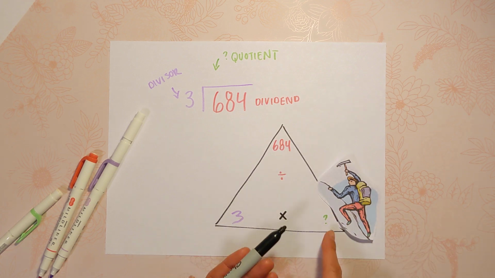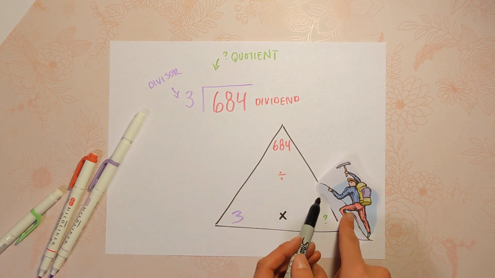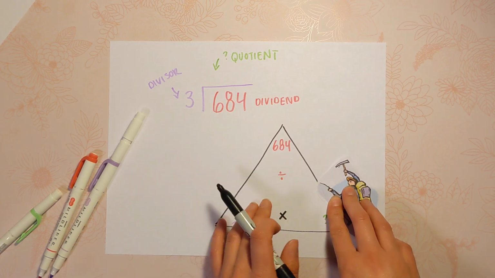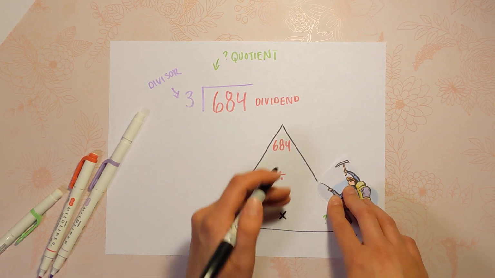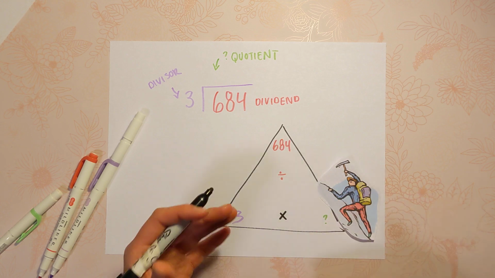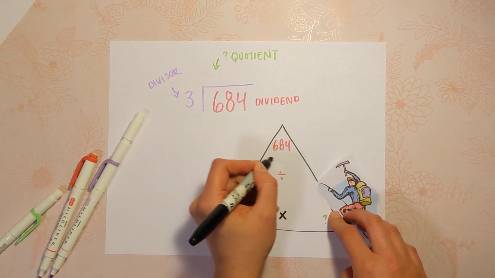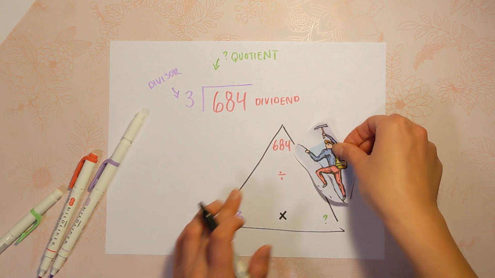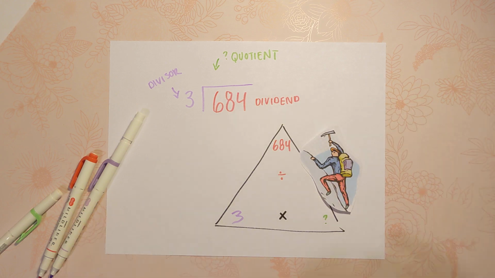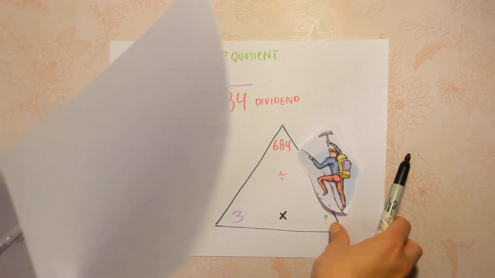For example, 3 times 100 is 300, and that gets me halfway up the mountain. 3 times 200 is 600. And so I'm just going to be multiplying by 3's to get all the way up this mountain, or as close as I can. And that's what this strategy is all about. Let me show you a small example, and then we'll come back to this one.